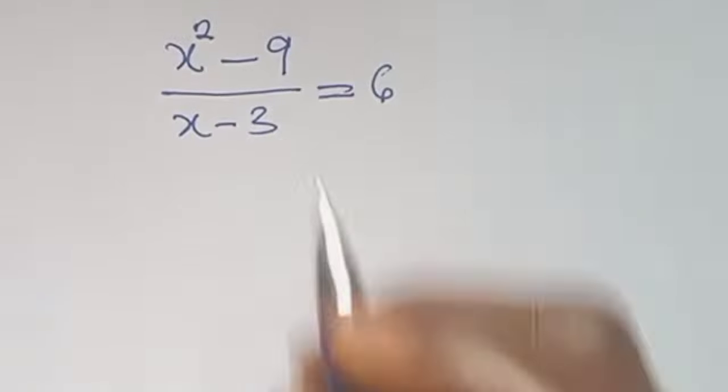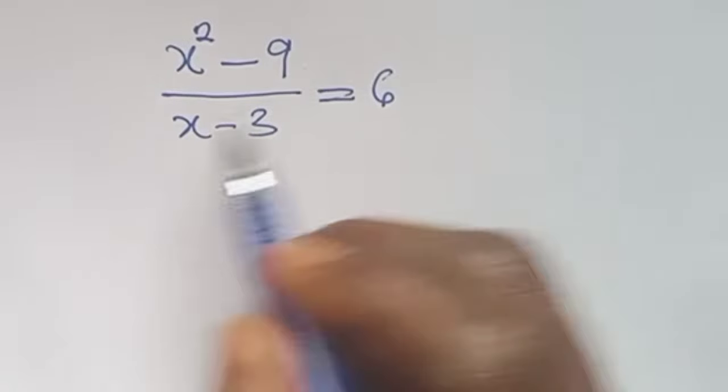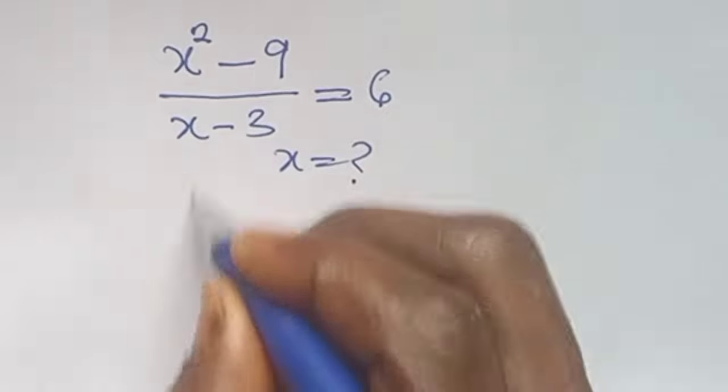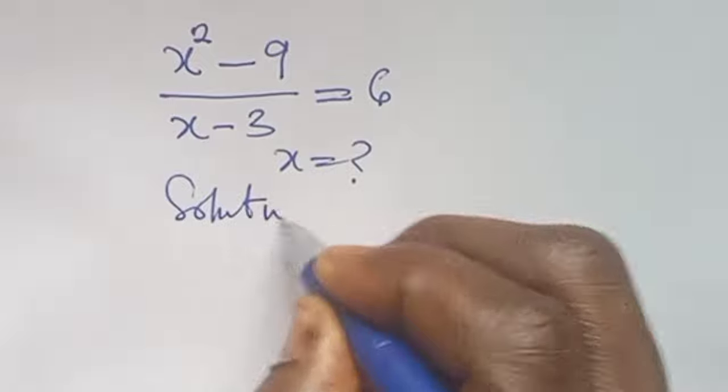Hello everyone, so today we have x to the power of 2 minus 9 all over x minus 3 equals 6. We're going to solve together. Let's seek the solution.